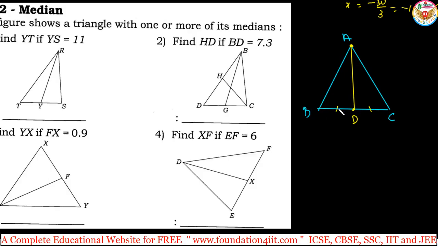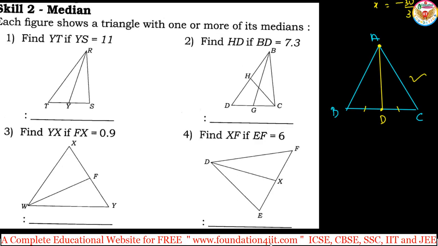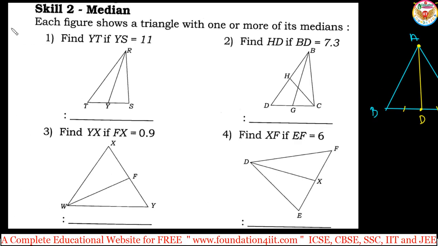That median divides the third side into two equal parts. Okay, remember this: the median's midpoint makes the side exactly two equal parts. So here they mention RY is the median, so these two sides are equal. Find YT if YS is 11. If it is 11, this also must be 11 only.